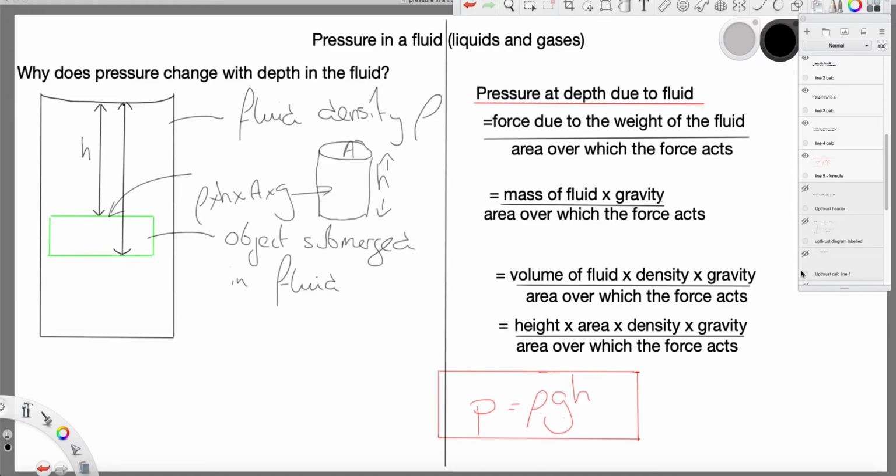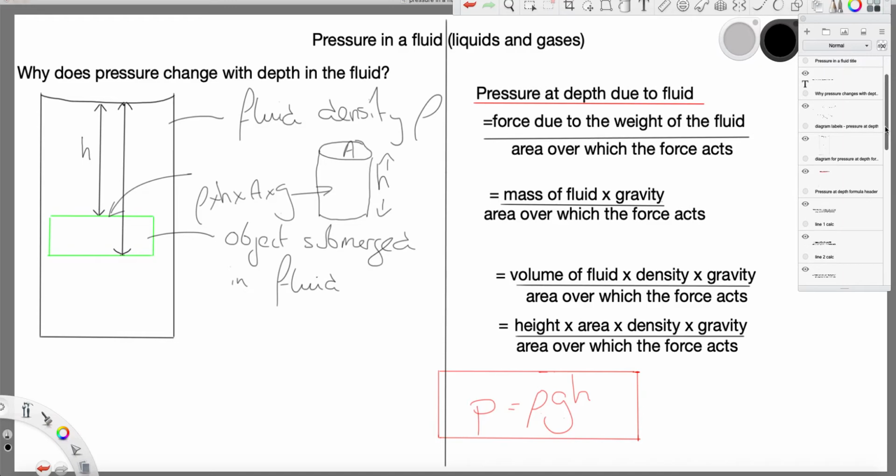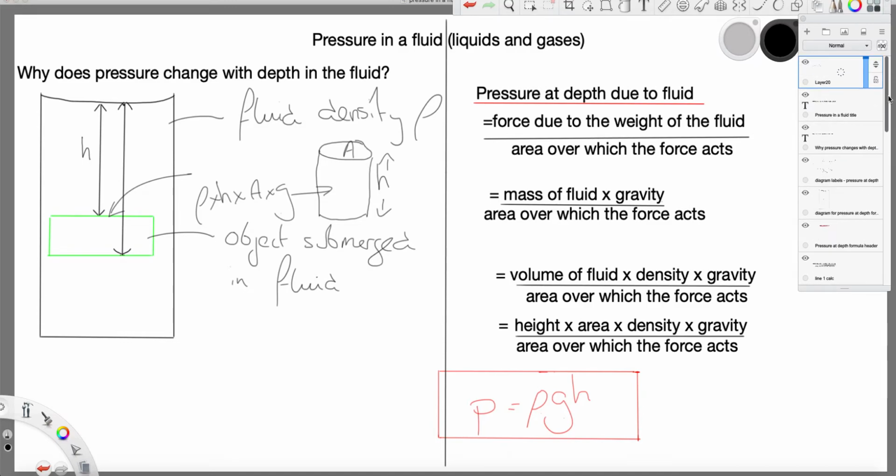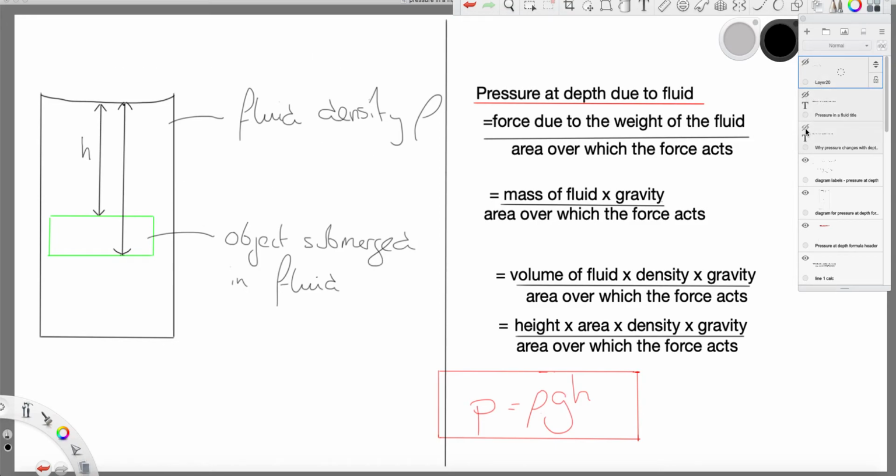So that's why the pressure increases with depth, because as this gets bigger, this gets bigger. This is why.